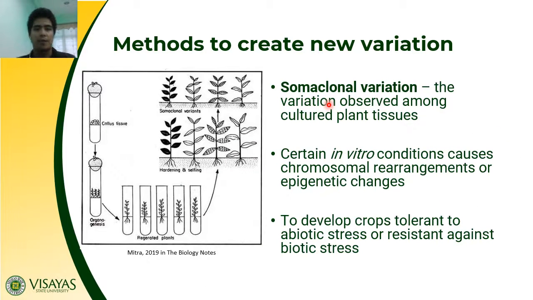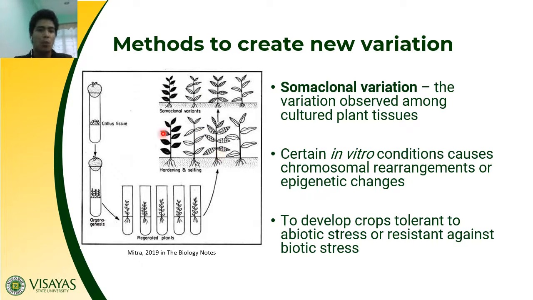Somaclonal variation is another useful technique to create new variation. Somaclonal variation is actually the variation observed among cultured plant tissues. So what you do here is that first your tissues or your cells, you put them in a medium and allow them to produce callus tissues, and then after a certain time you induce that callus to produce organs. That process is called organogenesis. And then here you regenerate the plants, and once they grow you will observe these somaclonal variants.